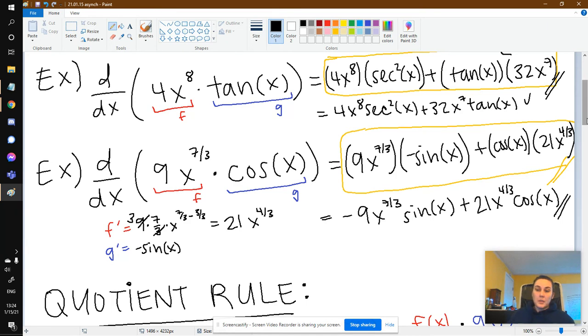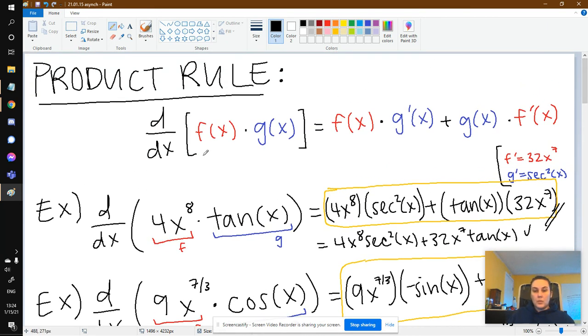But on all of these problems, they look like this. And then our answer should look like this. And what you need is you have the f, you have the g, you need to calculate the g prime, you need to calculate the f prime before you put it in this pattern.